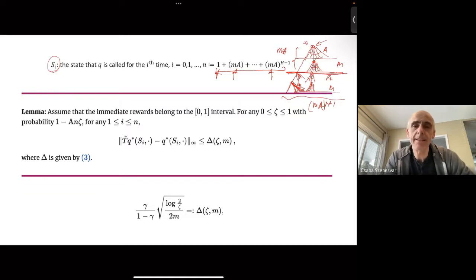And n here is independent of the total number of states in the MDP. It only depends on how big this tree is. And so no matter how big the MDP is, it could have a continuous state space, the theorem is still going to be true.